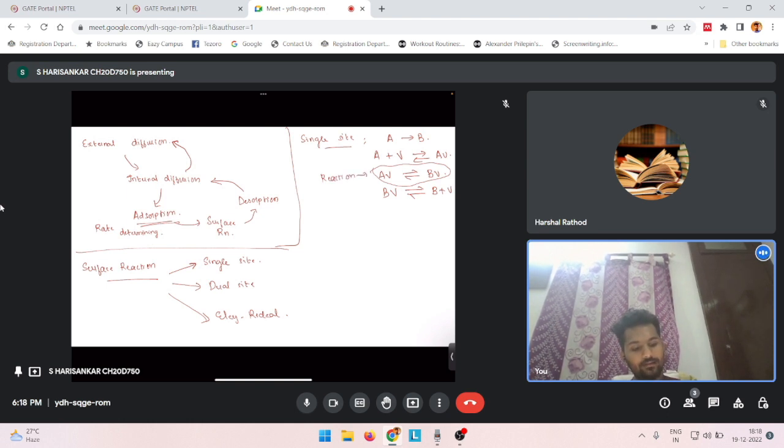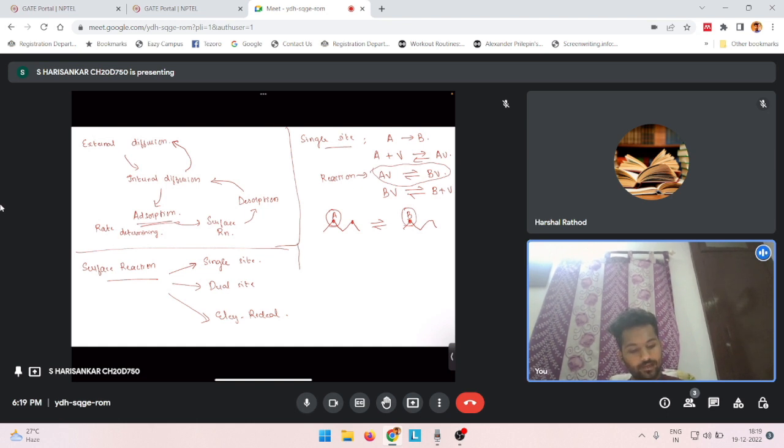So this single site model says that if these are the active sites, then A will come and get adsorbed here and form AV. This will react, and B will also form on the same active site, and then it will get desorbed, and so on. So basically, this is a single site mechanism.